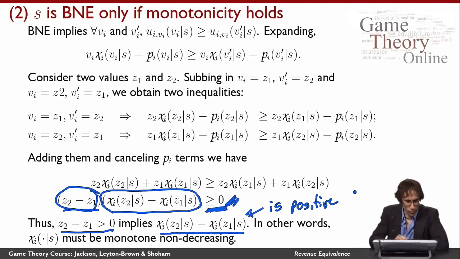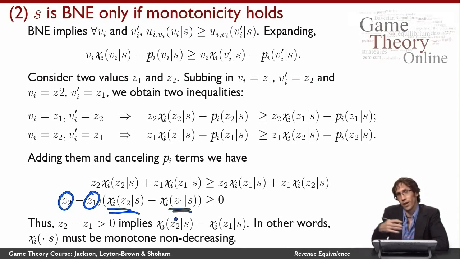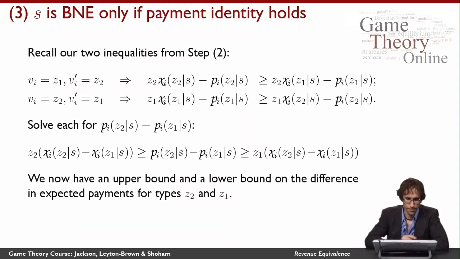So in other words, it means that the x function has to be monotone non-decreasing. It means that when this number is bigger, this number has to be bigger than this number. So that means the function has to be weakly going up. And that's exactly what monotonicity says. So that establishes this second part of the proof.